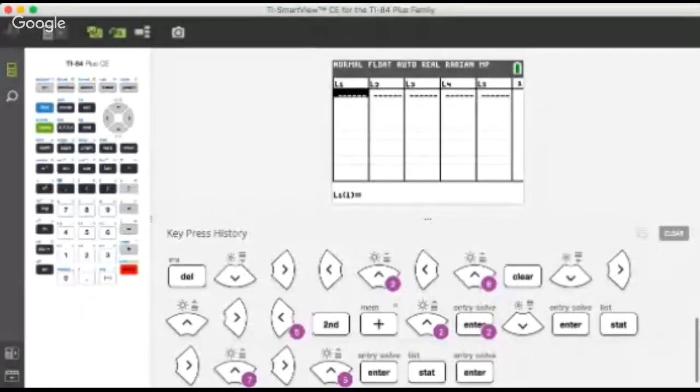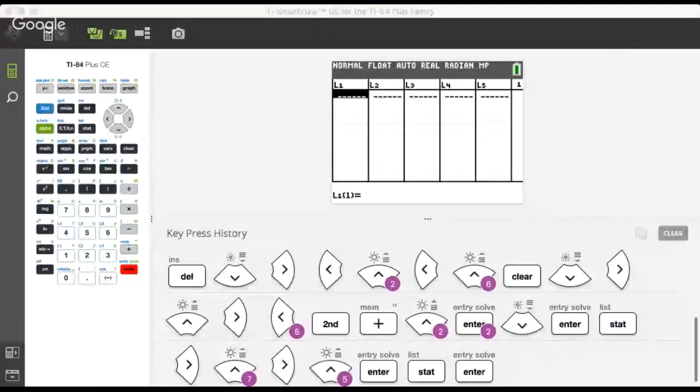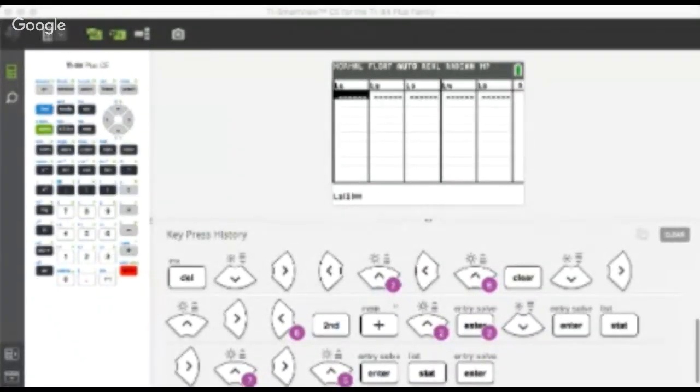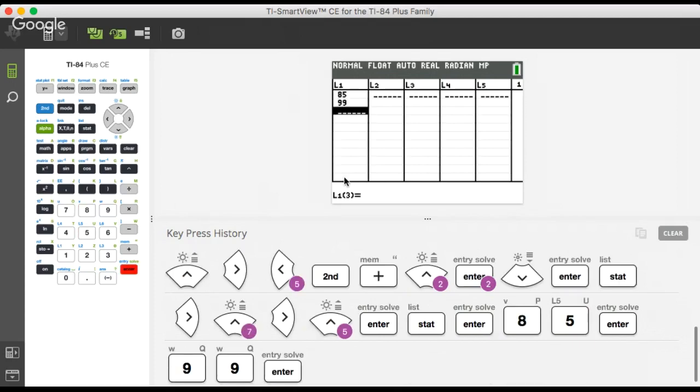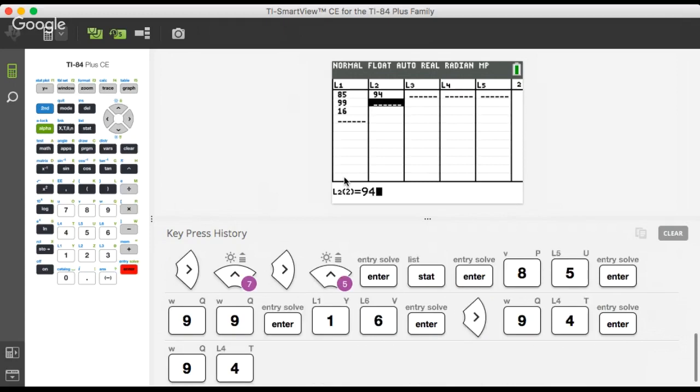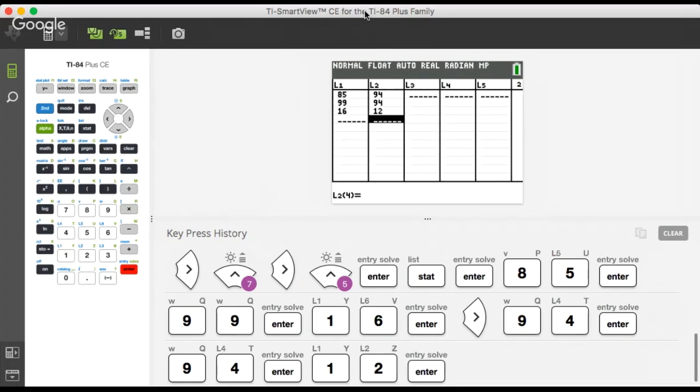So my totals that I'm finding are, I'm going to pull this up. And again, this is on the first one here. Okay. All right. So make sure I've got my calculator up. Okay, perfect. So my first one that I would plug in for this would be 85, 99 and 16. Cool. The second one would be 94, 94 and 12. Okay. So the observed would be L1. The expected would be L2.